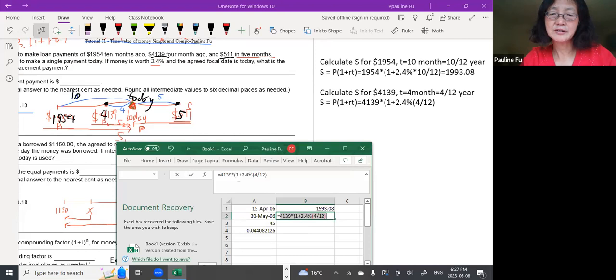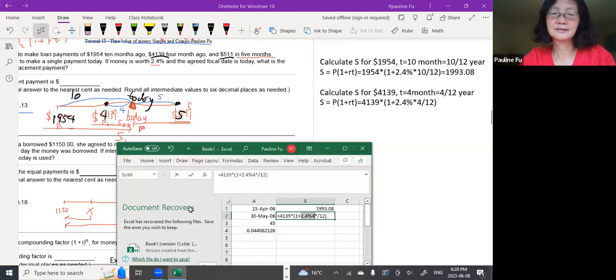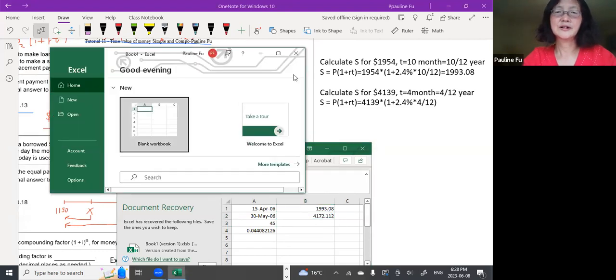I missed one bracket here. So there should be another bracket, or delete this bracket, should be fine. 2.4% times 4. There's a miss, okay. This one should be 2.4% times 4 over 12. Percent times 4 over 12. Okay, so I get this number.